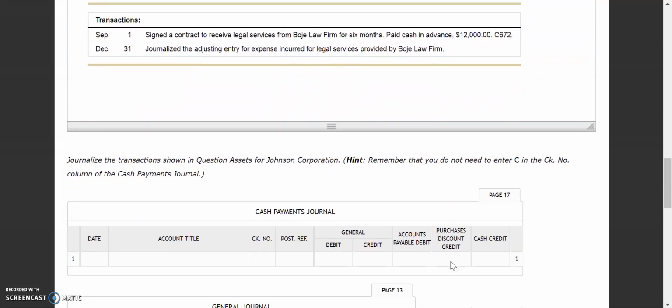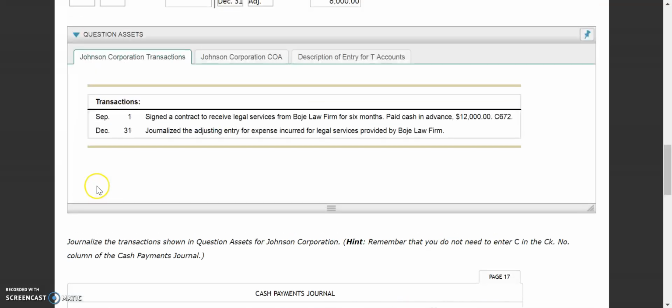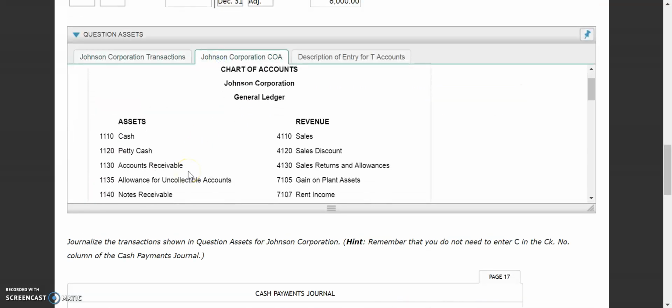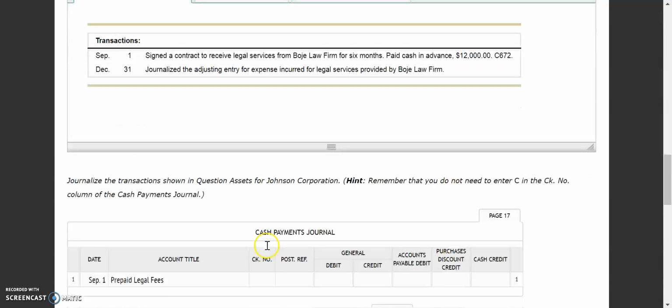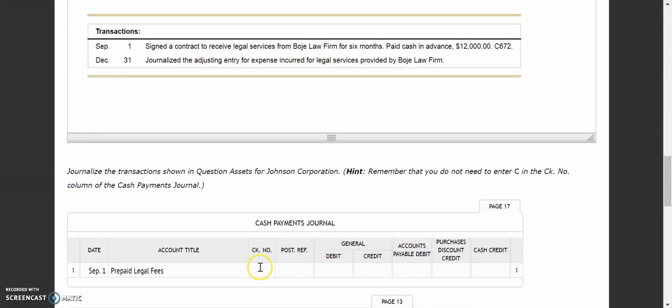So we're going to come down here into cash payments, and we're going to put September 1 in here, and we call this prepaid legal fees. If we looked at their chart of accounts here, which we can do, under assets, you're going to see prepaid legal fees. This is the one we're working with. Okay, so prepaid legal fees, check number is 672. Prepaid legal fees is going up by $12,000 and cash is being credited for $12,000. Okay.